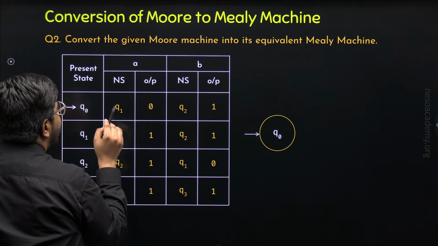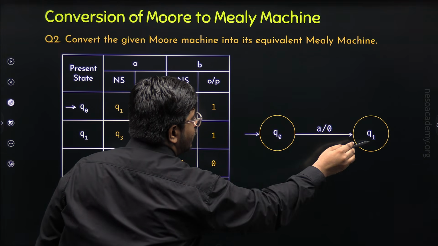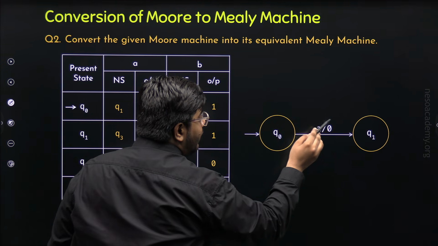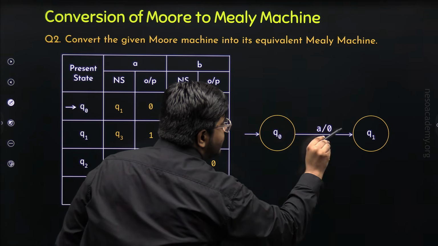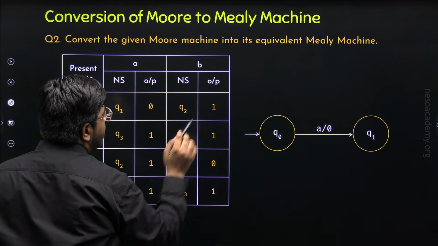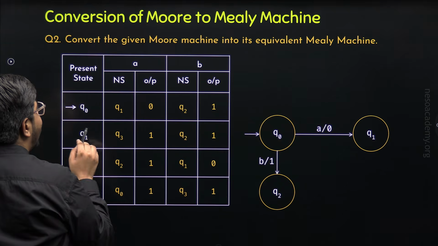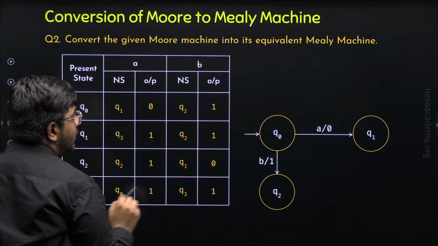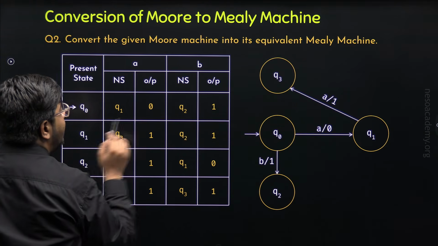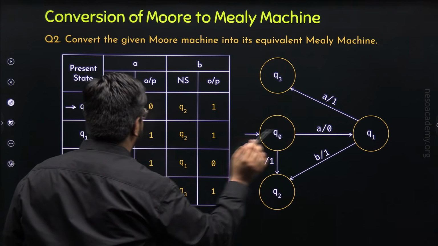Q0 on A gives Q1 and output symbol 0. In a Mealy machine, the output symbols are written along with the input symbols over the transition arrows. Now, Q0 on B gives Q2 and output 1. Q1 on A gives Q3 and output 1. Q1 on B gives Q2 and output 1.